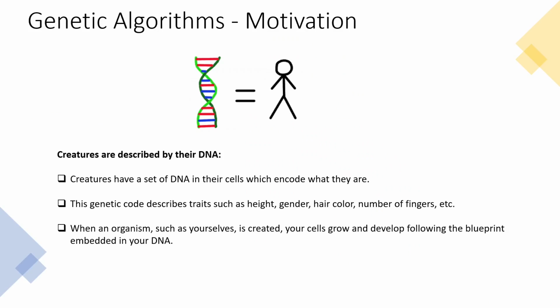So creatures are described by their DNA. Basically, creatures have a set of DNA in their cells which encode what they are. This genetic code describes traits such as height, gender, hair color, number of fingers, how they look, etc. When an organism is created, our cells grow and develop following the blueprint embedded in our DNA. That's basically what DNA is. We will be using the concept of DNA for creating our population, for creating an individual of our population. That's why DNA is important.